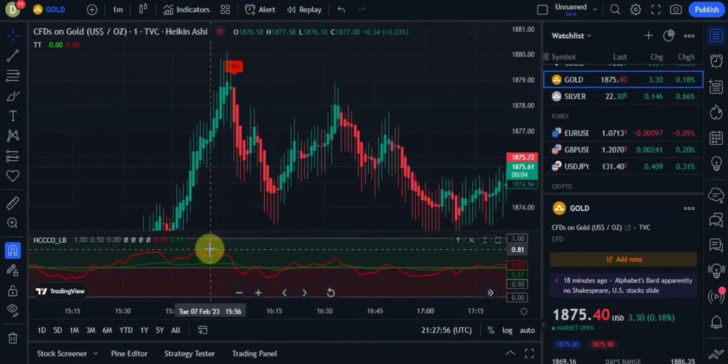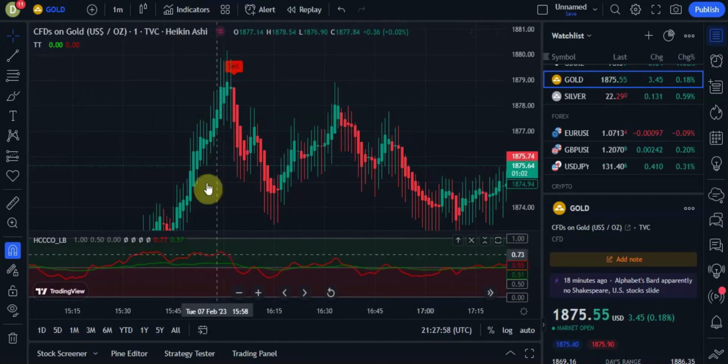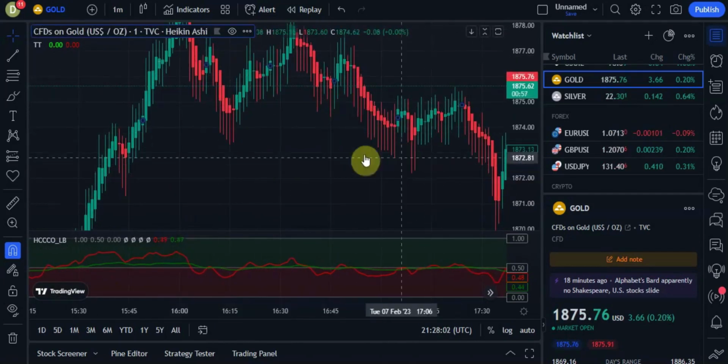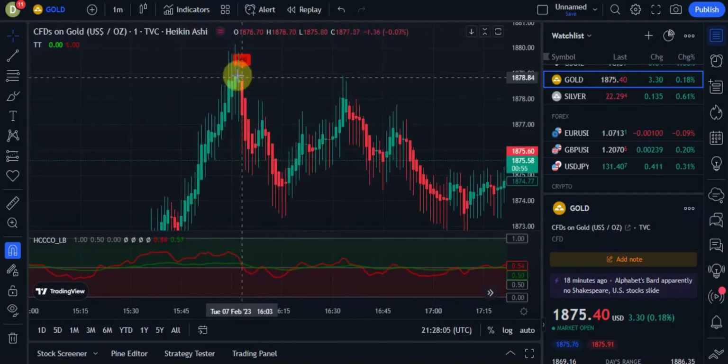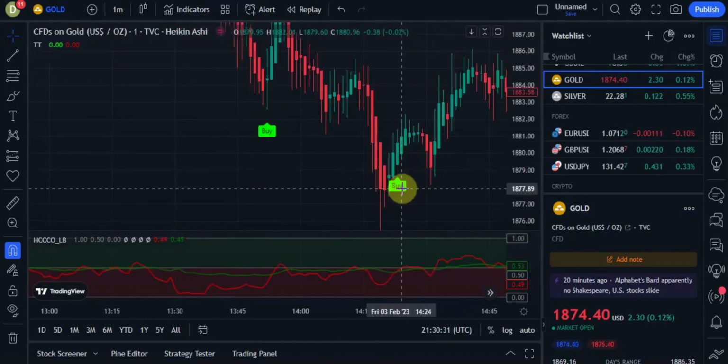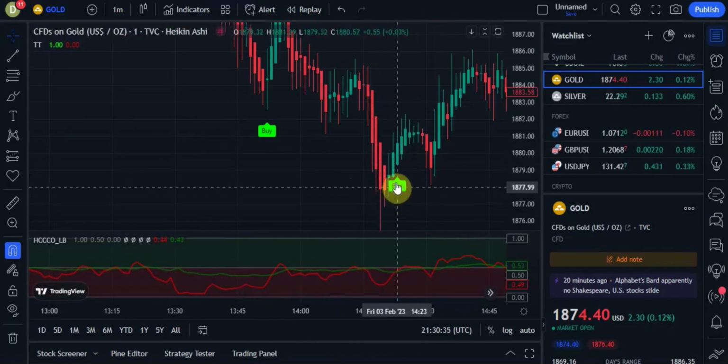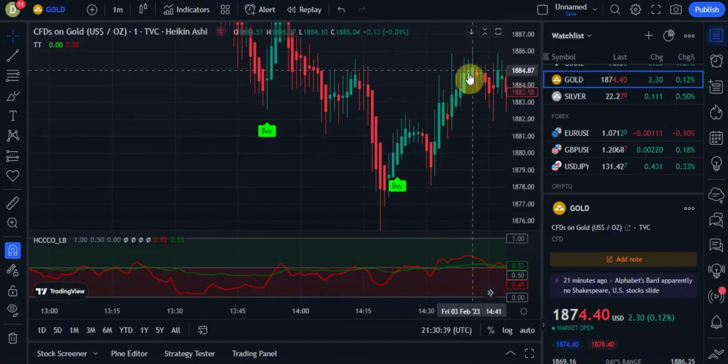Here we have another section where the red line is above the green line, and up here you can see we have our sell signal, alright? And you see the market trending downward, so we know this is another good sell signal. And right here's another section where we see the green line is now above the red line, and up here you can see we have our buy signal, okay? So we know this is another good buy signal here.